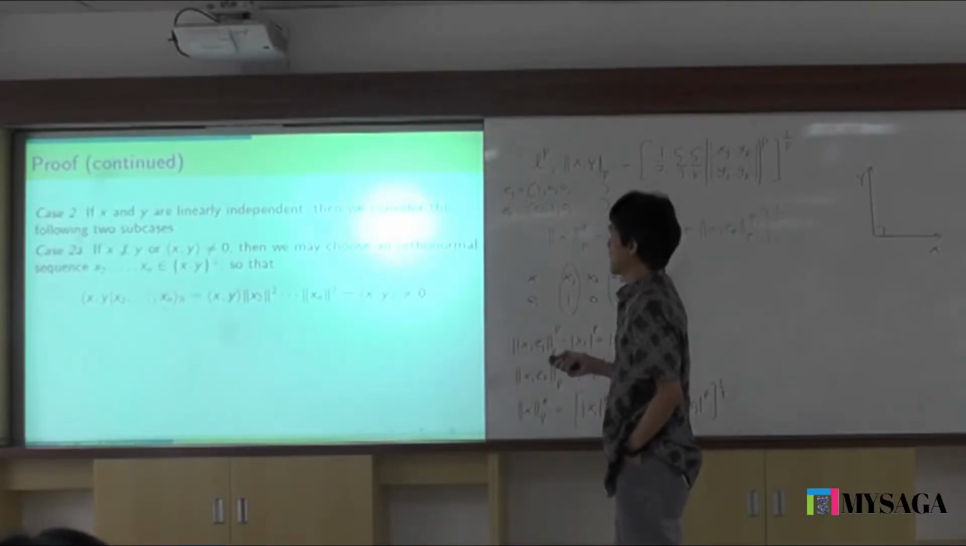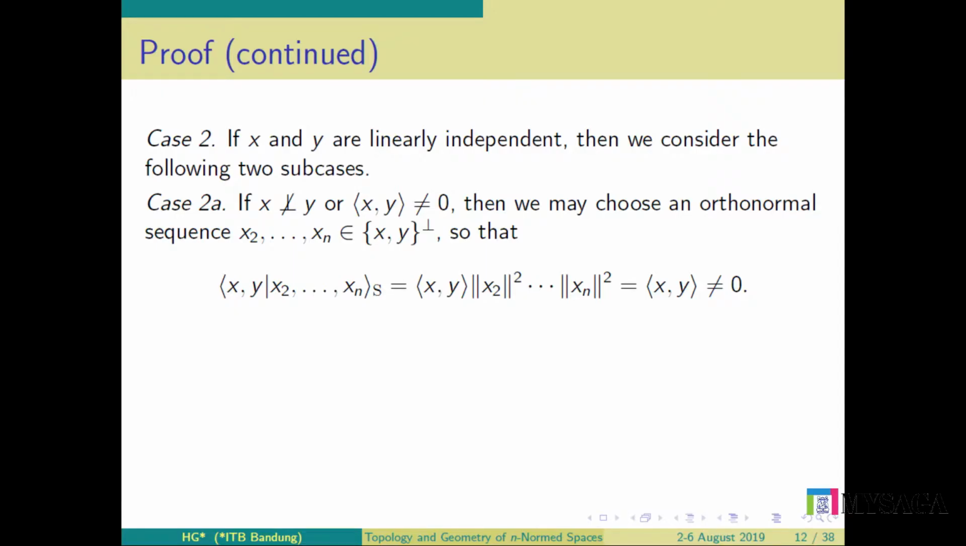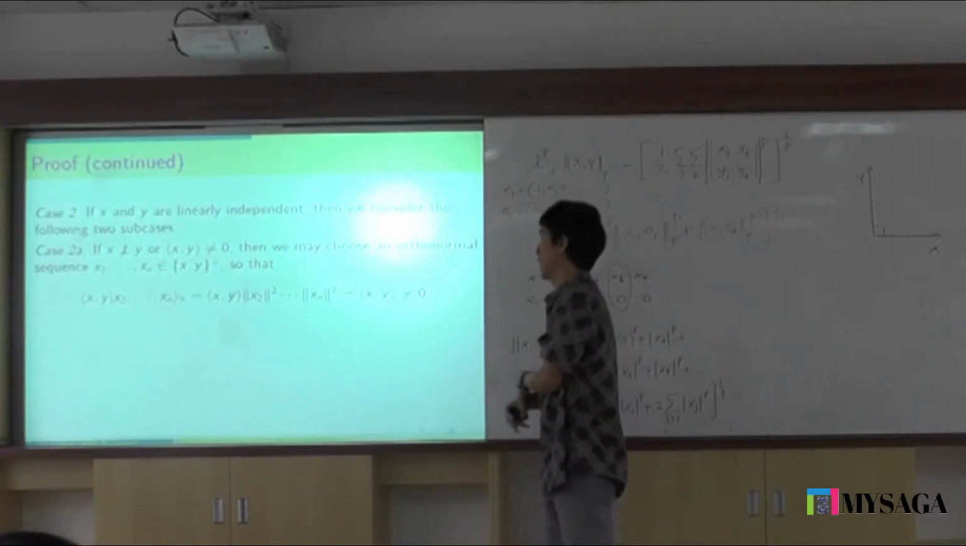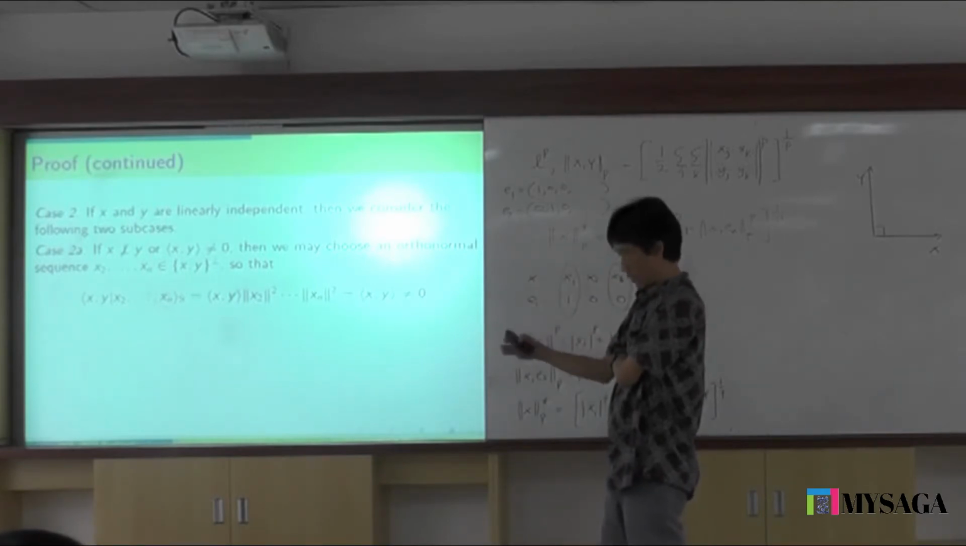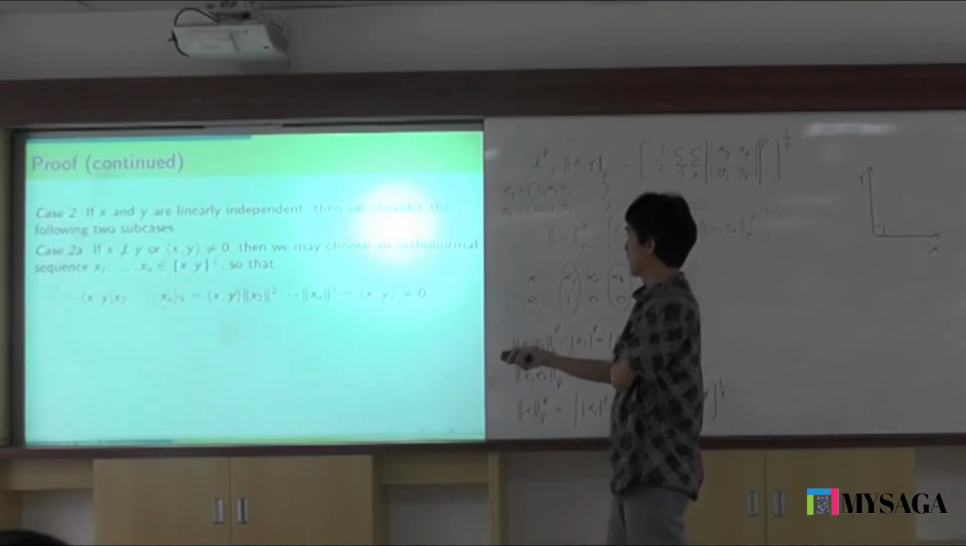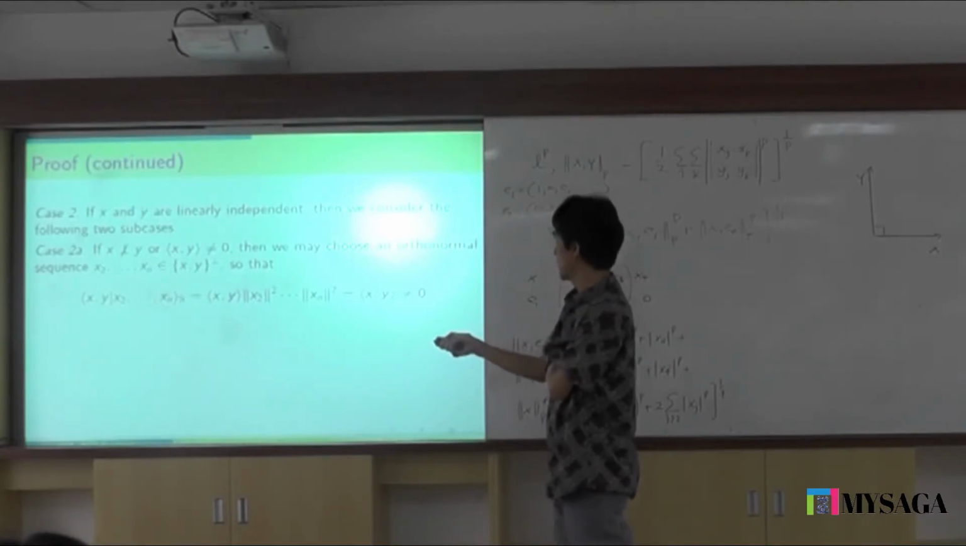So what happens if x and y are linearly independent? This is the hard part, but we could divide it into two subcases. First is the case where the inner product is not zero. Remember, here we are, even if we have an n-normed space, also equipped with an inner product. So suppose this is not zero, then we may choose an orthonormal sequence.